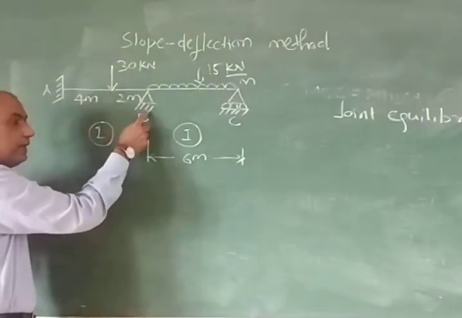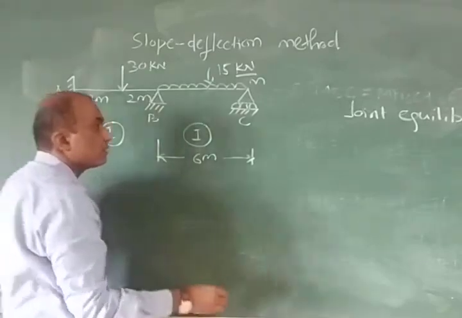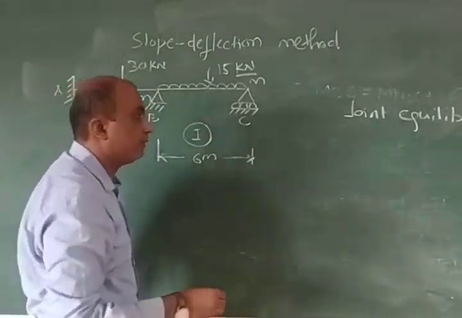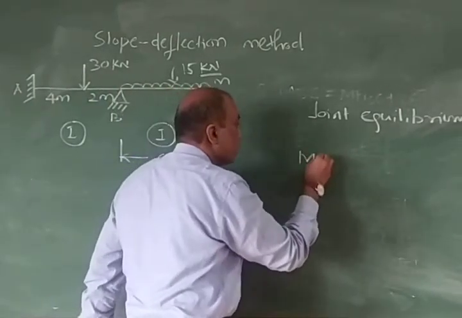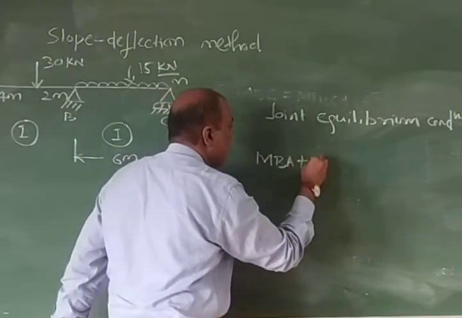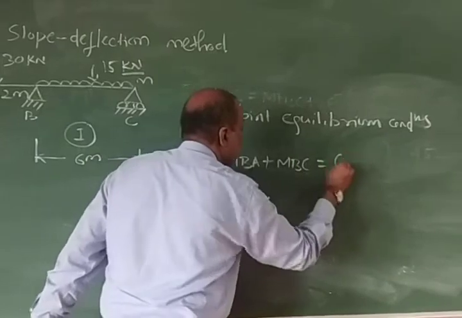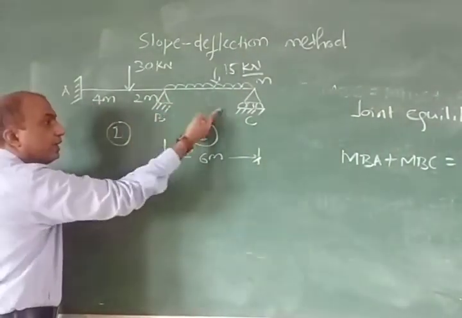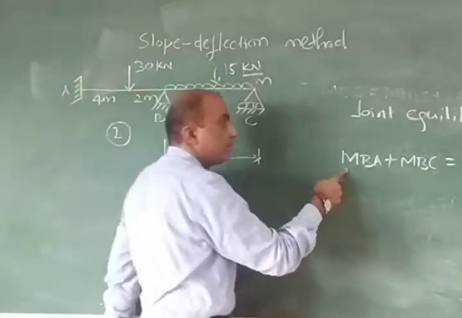What is at joint B? There are two members, BA and BC. So the moment of MBA should be negatively equal to moment of MBC. That means the first equation is MBA plus MBC equal to 0. That means whatever moment at B is there, MBA should be negatively equal to MBC.